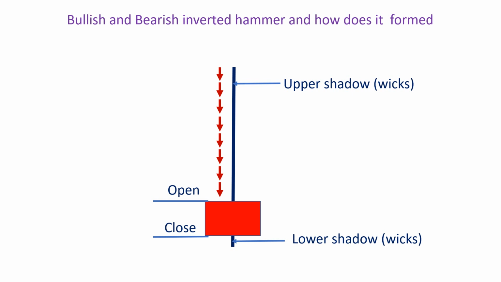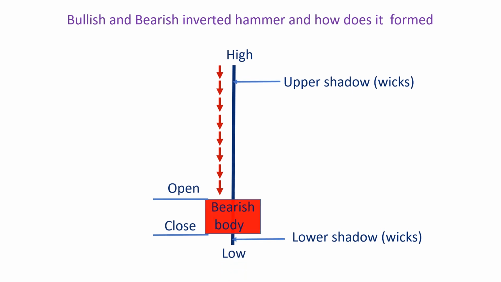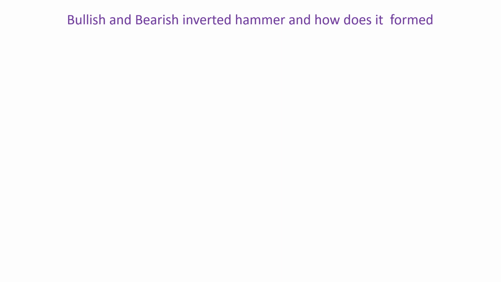So although the color of this candle is bearish, it is a huge bearish power. So if you see this candle at the top of an uptrend, it suggests trend reversal, because they call that bearish shooting star. This bearish shooting star is a bit stronger than bullish shooting star. Now this is the highest price of the day, that's the lowest price of the day, and that is the bearish body.